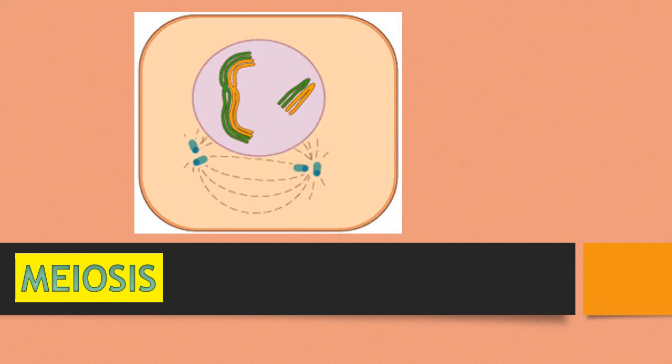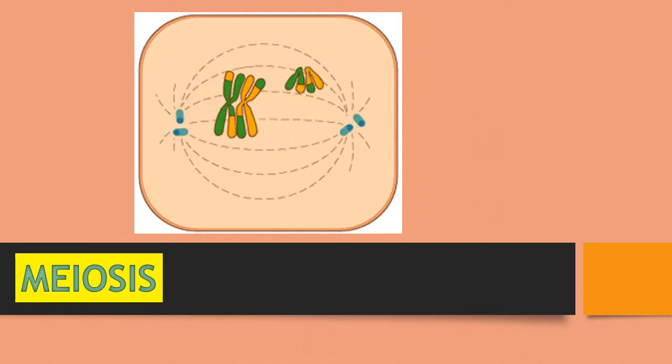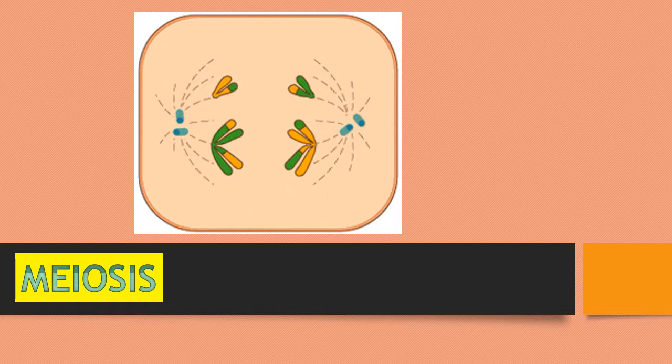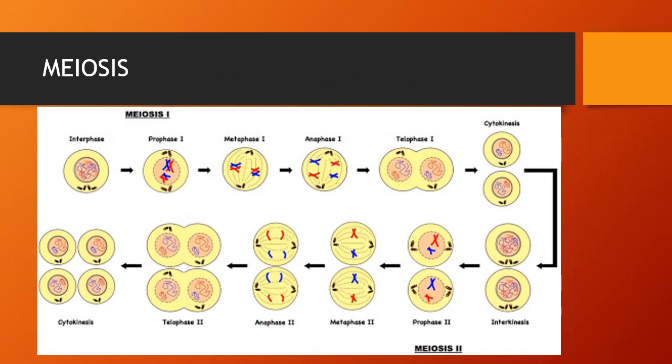Now, we will continue with meiosis. Meiosis is the formation of gametes. Meiosis leads to genetic diversity because there is crossing over in prophase 1. In meiosis, the process of cell division occurs two times. Meiosis produces cells that are not identical, with half the chromosome number.